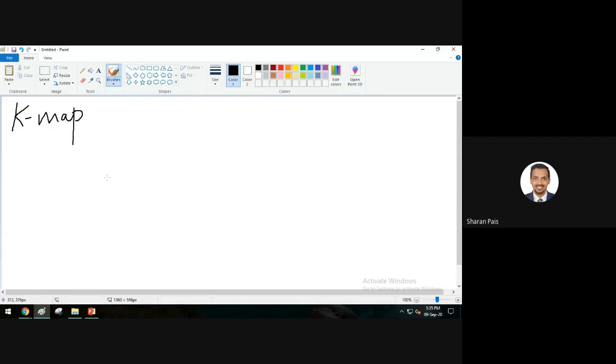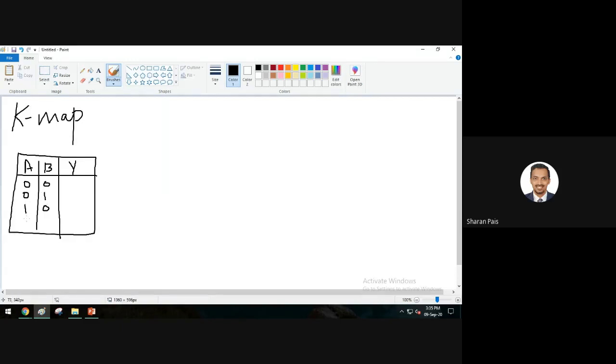Fine. I have a table with two inputs, A, B, and output Y. The rows are 0 0 0, 0 1 0, 1 0 1, 1 1 1. So first is zeros, next is 1. This is the table I'm having.